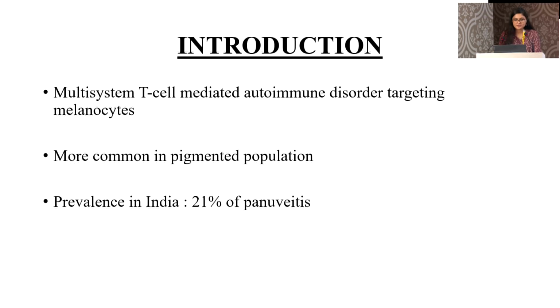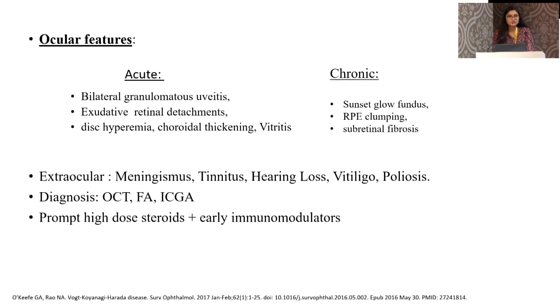VKH is a multi-system T-cell mediated autoimmune disorder targeting melanocytes. It's more common in pigmented population. Prevalence in India is 21% of the cases of panuveitis. So it has ocular features, integumentary features, auditory features, and neurological features. The diagnosis is mainly based on OCT, FFA, and ICGA. Prompt high dose steroids with early immunomodulators is the treatment of choice.